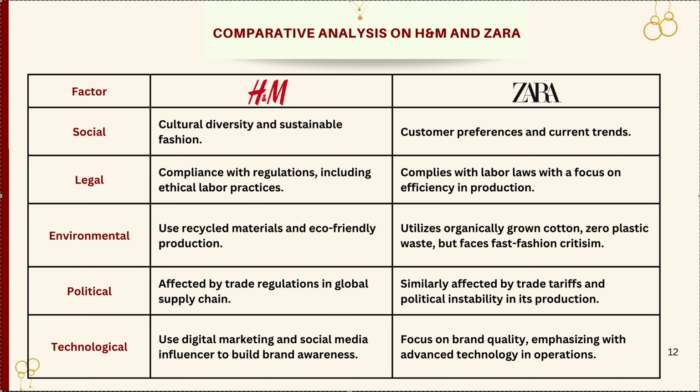Legal, environmental, and political factors are almost the same because both companies must follow the labor laws, environmental regulations, and political trade tariffs, and have to choose the most politically stable countries while operating their business. Finally, for the technological factor, H&M focuses more on digital marketing to get awareness from the customers. However, ZARA focuses more on its quality and advanced inventory management. This is the comparative analysis of H&M and ZARA.